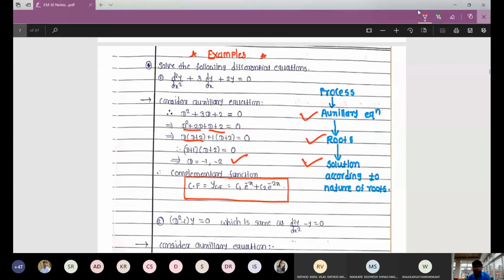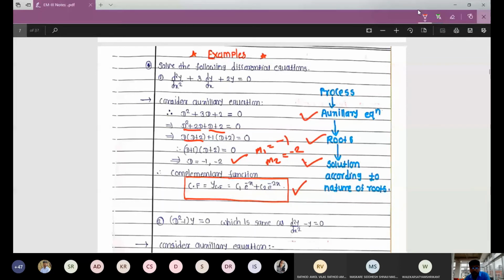So from case number 1 that we have studied, we have to write the solution as c1 e^(m1 x). What is m1? That is -1, so e^(-x), plus c2 e^(m2 x). What is m2? m2 is -2. Here we have m1 = -1 and m2 = -2, and that's why we write the solution, and it follows from case number 1.